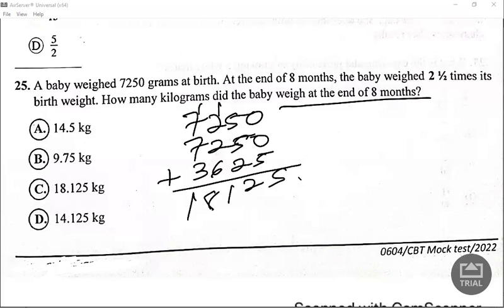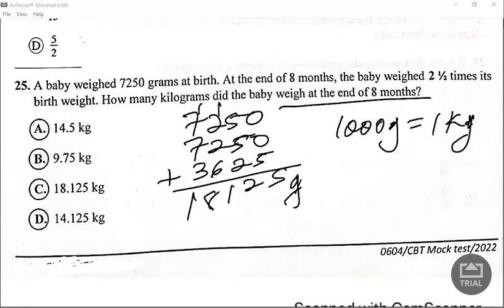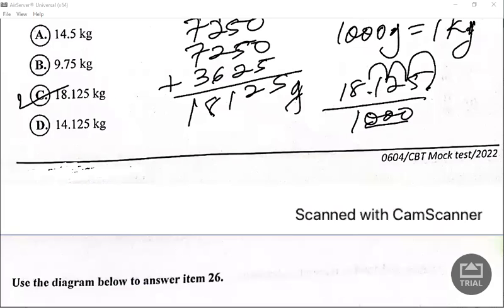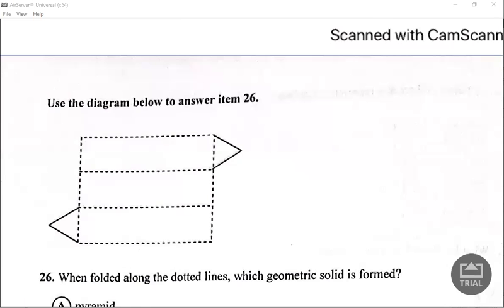Now to convert from grams to kilogram, since it takes 1,000 grams to make 1 kilogram, we're going to be dividing by 1,000. So let's divide 18125 by 1,000. Remember, when you're dividing, the decimal point is here. So we just need to move the decimal point 3 places because it's 3 zeros. So 1, 2, 3. So that is 18.125 kilogram. Here we have it. That's our answer. Item 26.